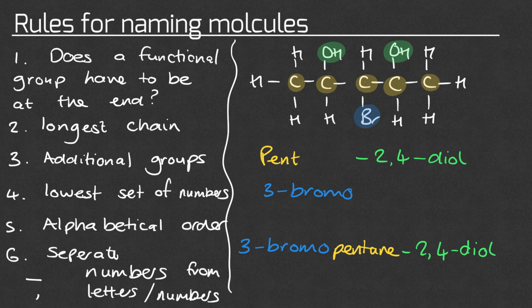So altogether, the name for this molecule is 3-bromopentane-2,4-diol. We include the full name pentane here because we're naming it as a diol. Hypothetically, if this molecule just had one alcohol group, say on carbon 2, the name would be 3-bromopentan-2-ol, like we looked at when we were looking at how to name the functional groups. But because there is more than one alcohol group, we use pentane, diol in this case.